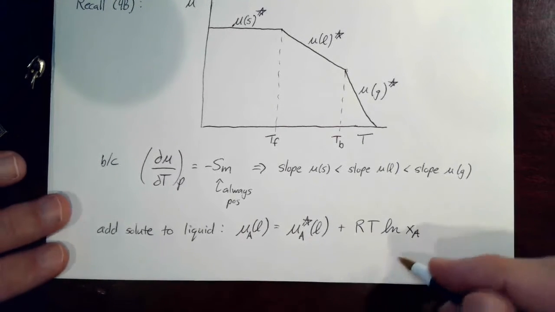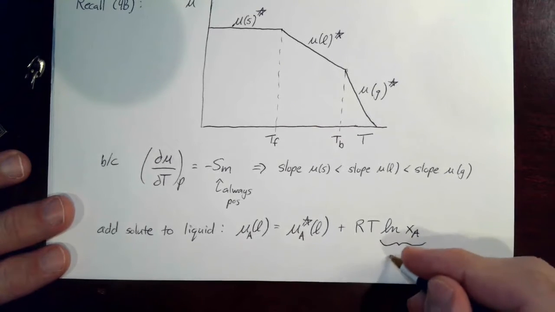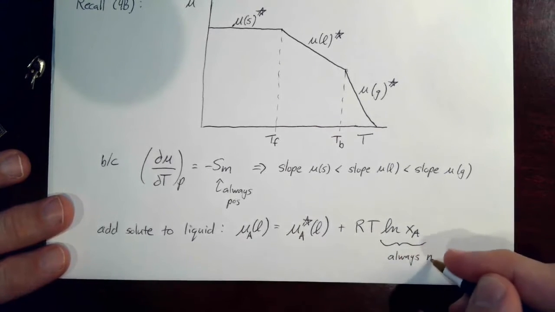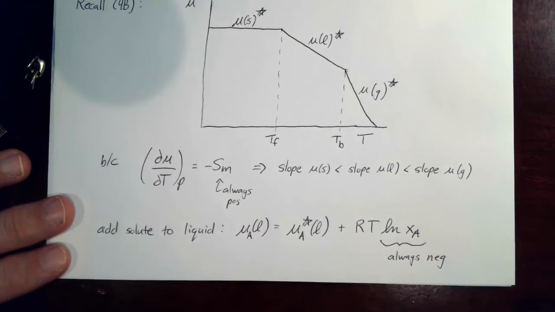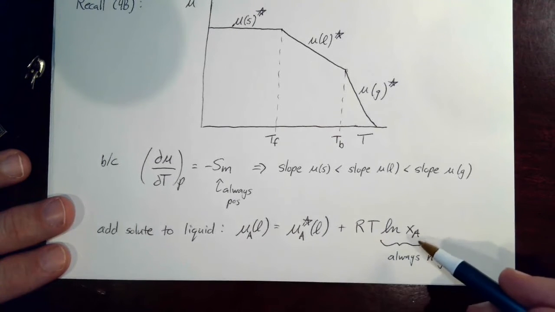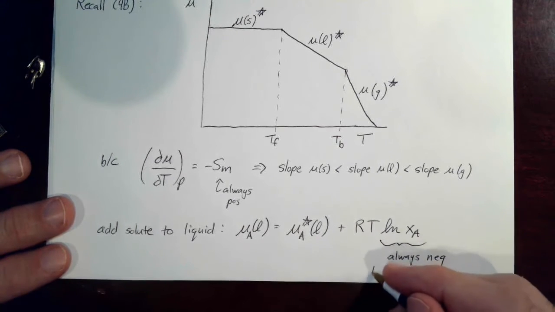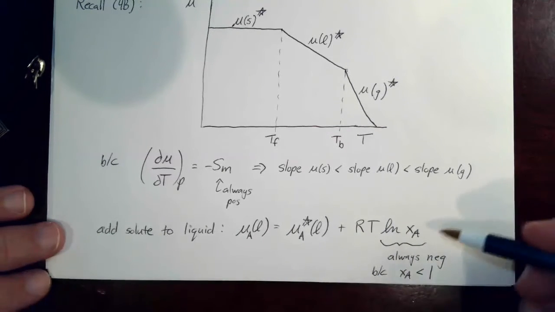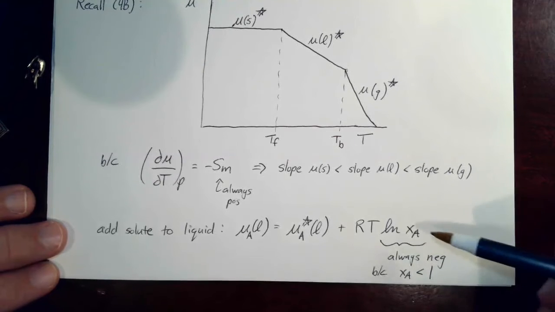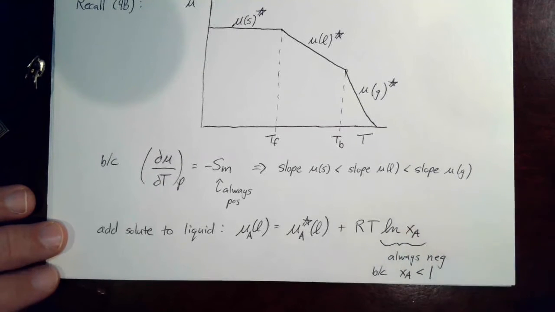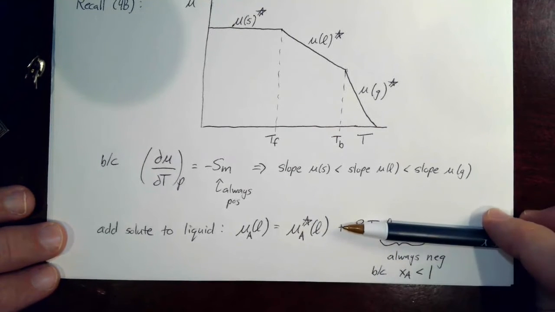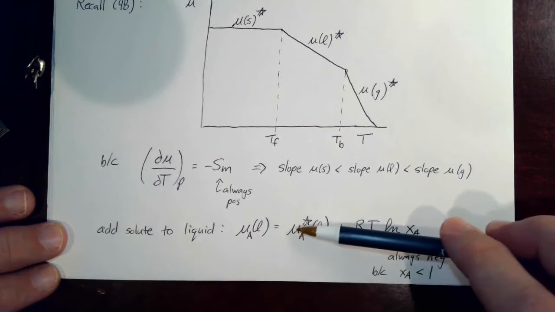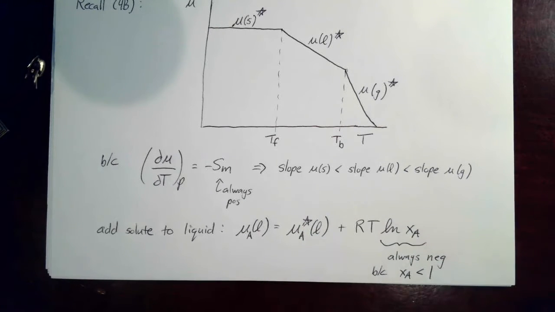And this number right here, ln XA, is always negative. And the reason it's always negative is because XA is the mole fraction. It can never be more than 100%. So XA is always less than 1. And it can't equal 1 either, because if it does, then we are not talking about a mixture. We're talking about a pure substance, which actually the formula works out. Ln of 1 is 0, so this term goes away, and we're left with the chemical potential is just the chemical potential of the pure substance.